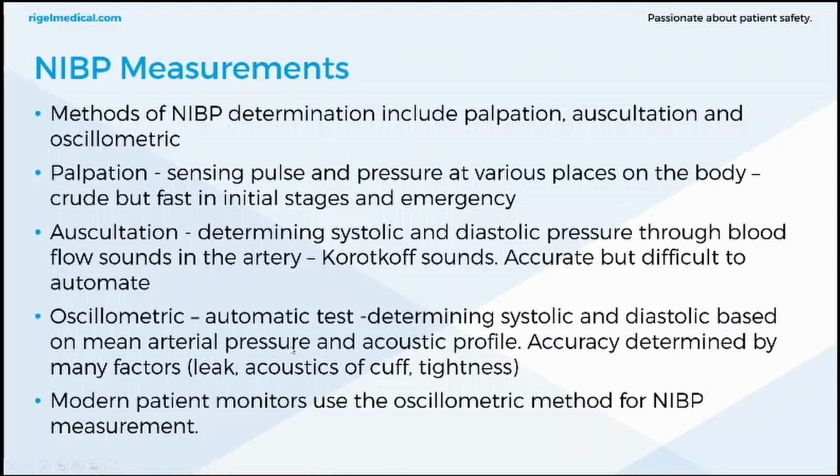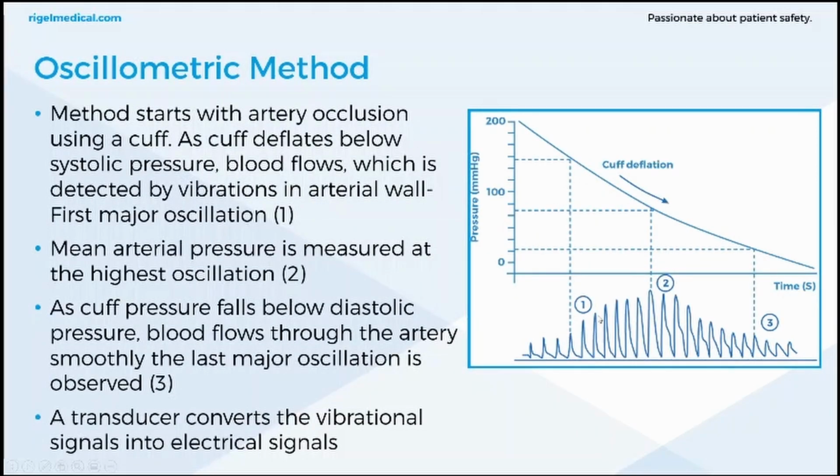Now the oscillometric method is automatic. It determines systolic and diastolic based on mean arterial pressure and the acoustic profile. Accuracy is determined by many factors such as leak, acoustics of the cuff, and tightness. And this is what we're mostly interested in for patient simulation. It's what we perform to test a patient monitor. So how does the oscillometric method work?